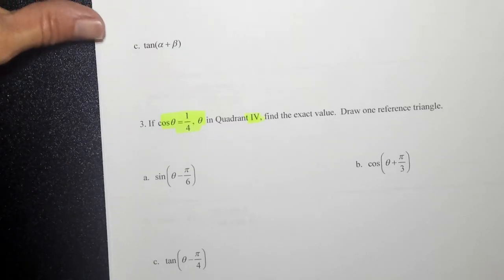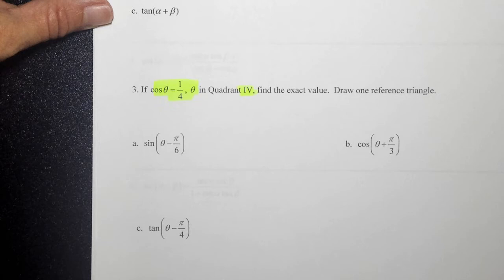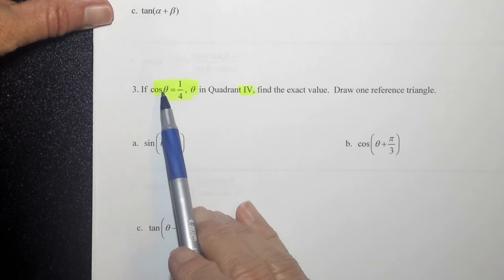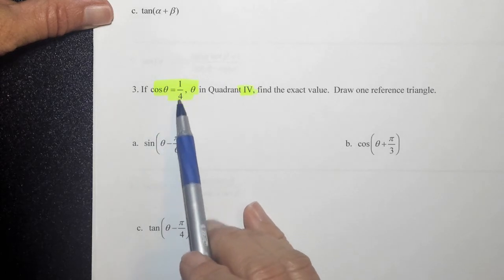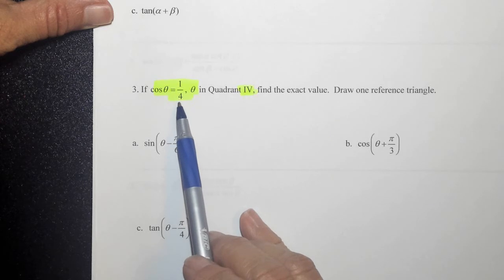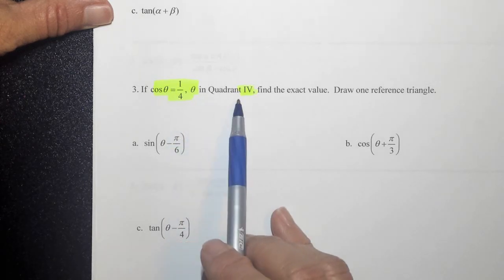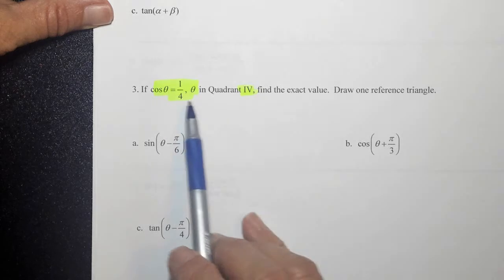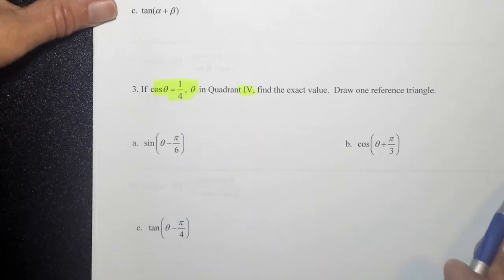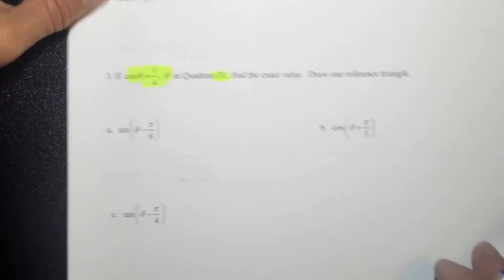So another type of problem that you might see is still a sum or difference of sine, cosine, or tangent, but you're given, again, the cosine of theta, which would be whatever value they give you, not on the unit circle, and they tell you where this reference triangle is. So in this case, it's in quadrant 4, and we want to find the exact value, and what we need to do is draw one reference triangle.